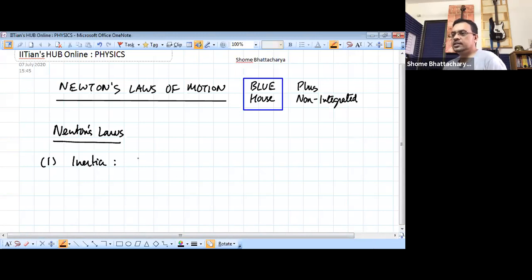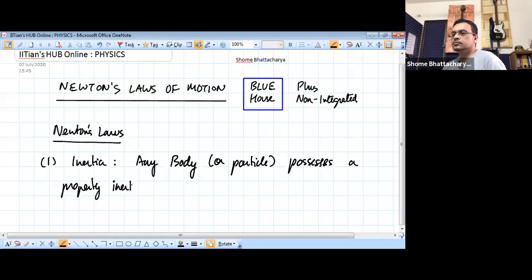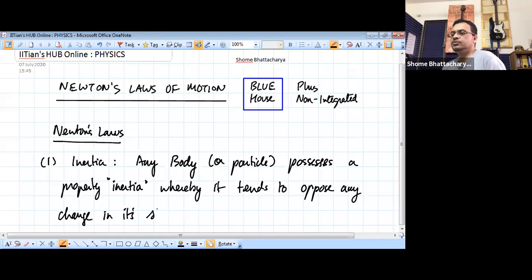As all of you know, it says that any body or particle possesses a property called inertia, whereby it tends to oppose any change in its state of either rest or uniform motion.